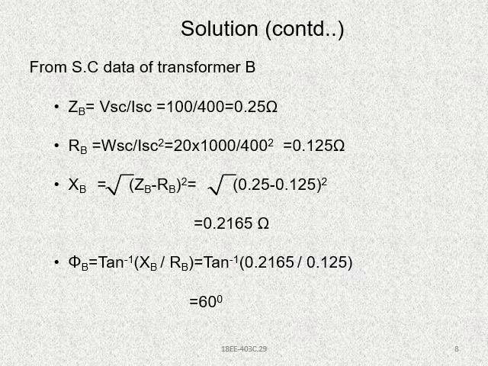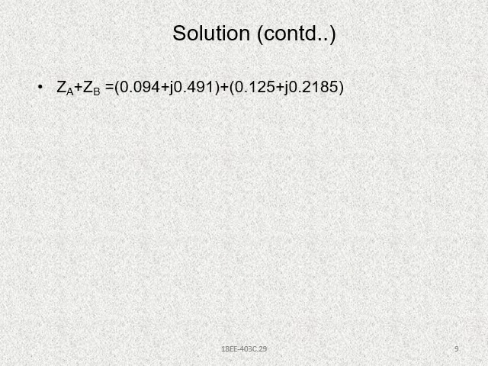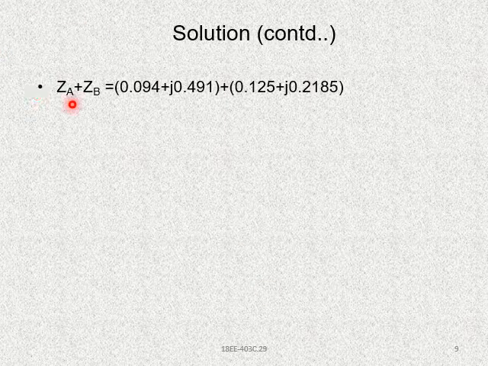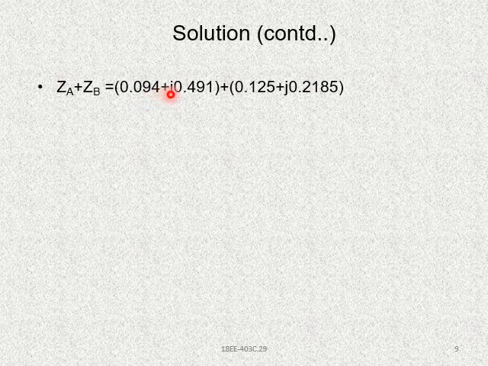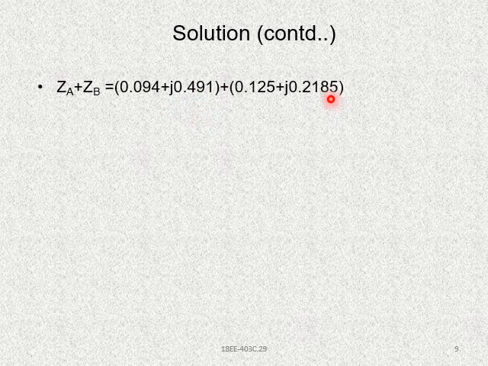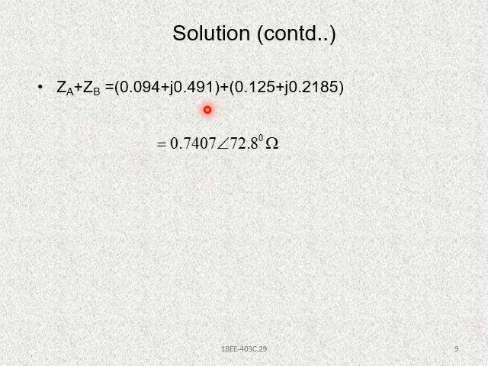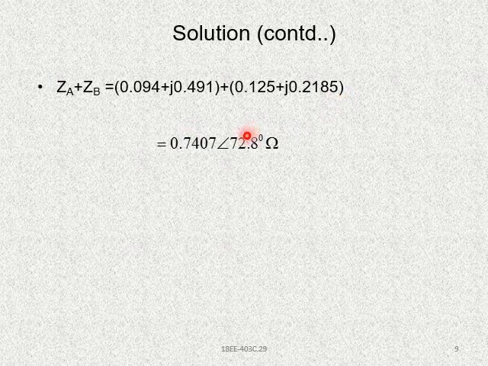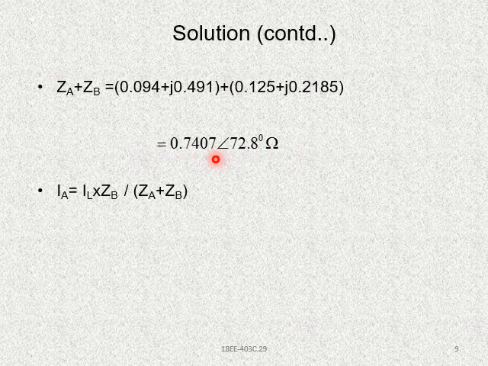Now we have phi A and phi B. We can find the power factors separately for both transformers. And before that, we have ZA plus ZB, where ZA is 0.094 plus j 0.491, plus 0.125 plus j 0.215. This is in rectangular form; if you just solve it directly by giving the inputs to your Casio, you will get the answer.